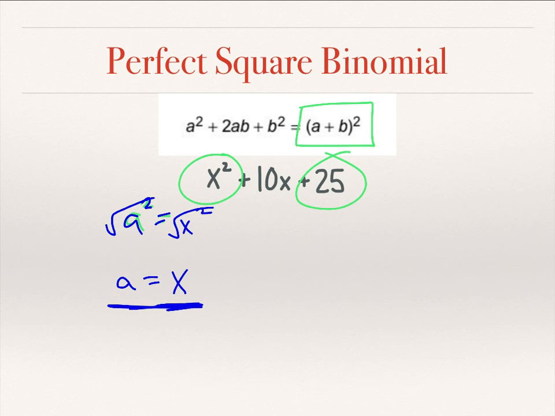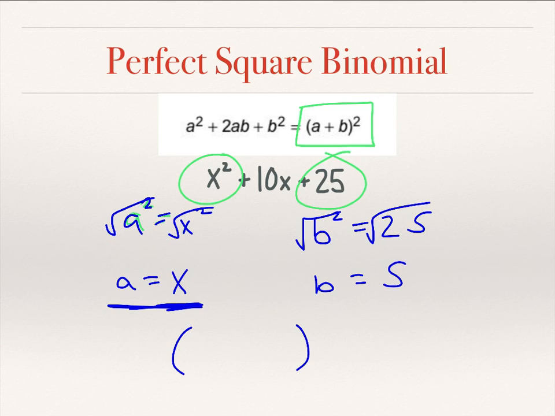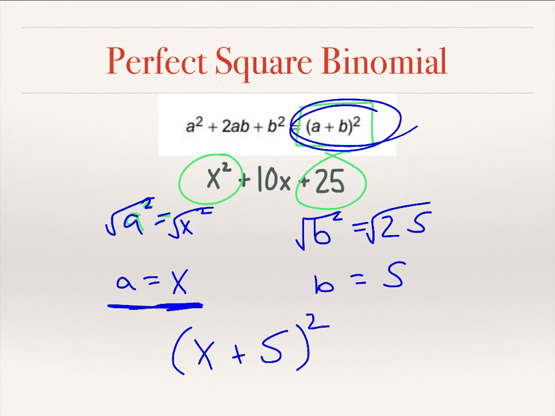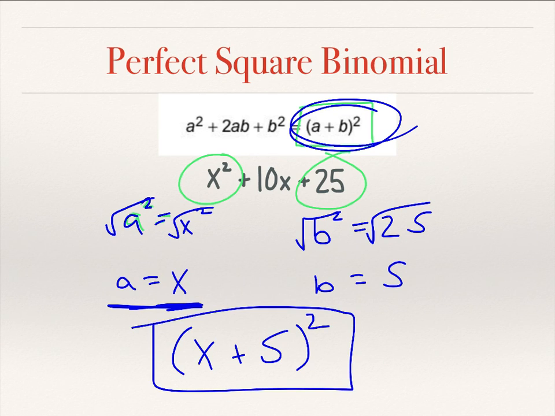And then we have b squared is equal to 25. So if we take the square root of both sides, what is b equal to? 5. Perfect, because 25 is a perfect square, and 5 times 5 gives us 25. So we have our a and our b. We plug those into our formula up here. So we have a, which is x, plus b, which is 5, squared. So this is our answer. This is our factored form.